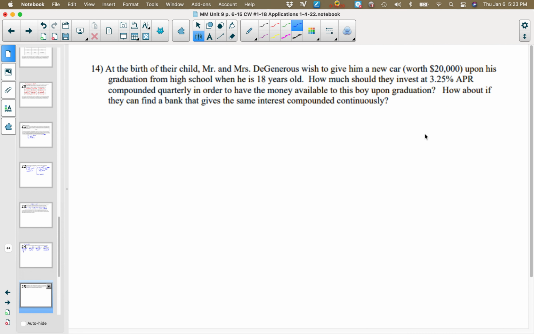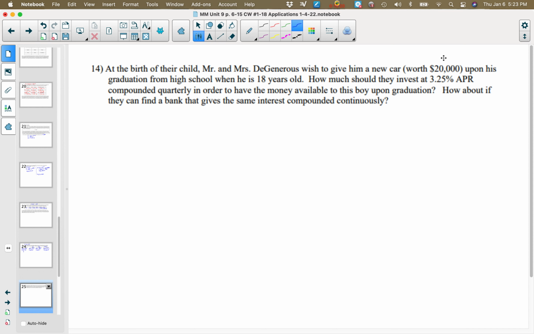At the birth of their child, Mr. and Mrs. DeGeneres wished to give him a new car worth $20,000 upon his graduation from high school when he is 18 years old. That would be nice. How much should they invest at 3.25% APR, compounded quarterly, in order to have the money available to their son upon graduation? How about if they can find a bank that gives the same interest compounded continuously? So a couple different options that we have to figure out.